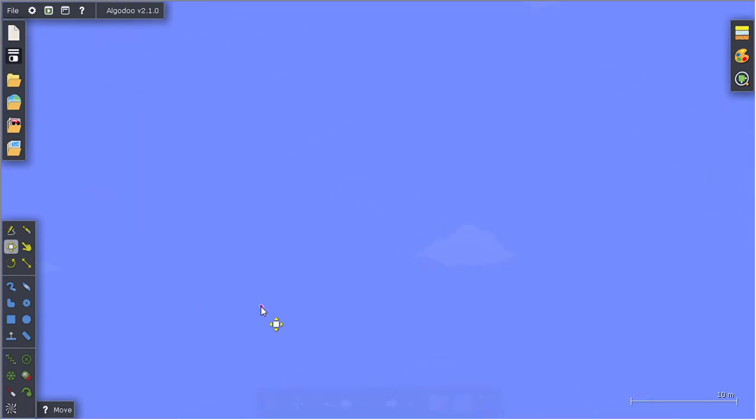Now, I could show you an example of what it would be like without gravity, because Algodoo offers possibilities like that.